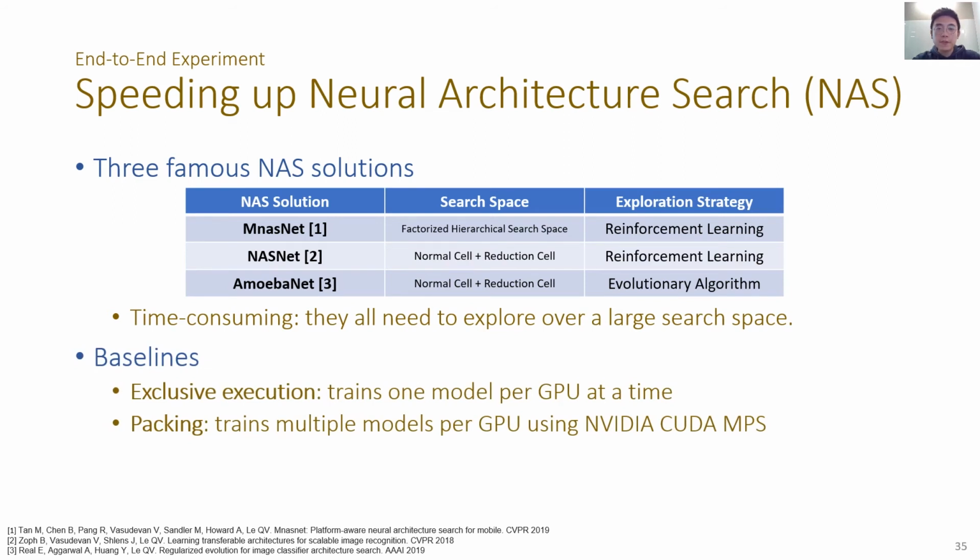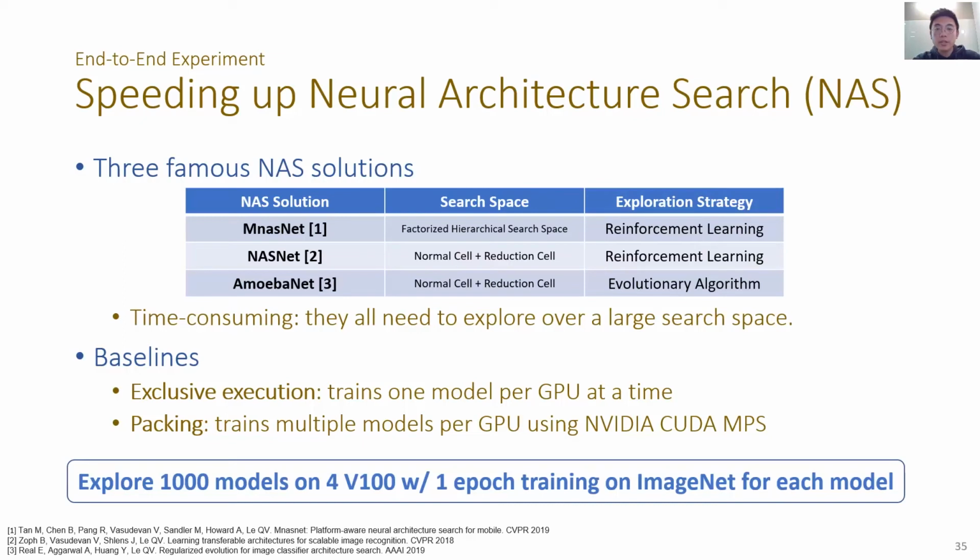The exclusive execution strategy trains 1 model per GPU at a time. This is the most widely used strategy in NAS papers. We also try to enable NVIDIA CUDA MPS in the packing strategy to train multiple models per GPU at the same time. We compare the completion time of exploring 1,000 models on 4 V100 GPUs, such that each model will be trained for 1 epoch on ImageNet.